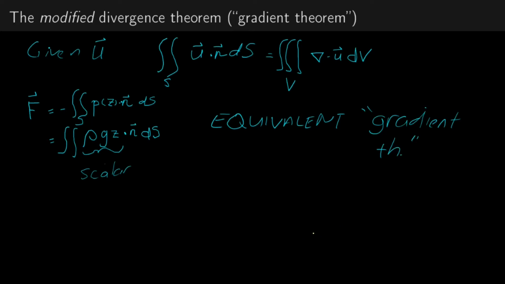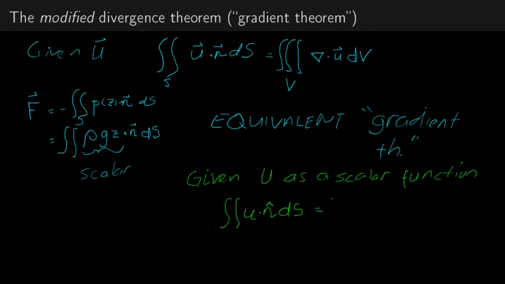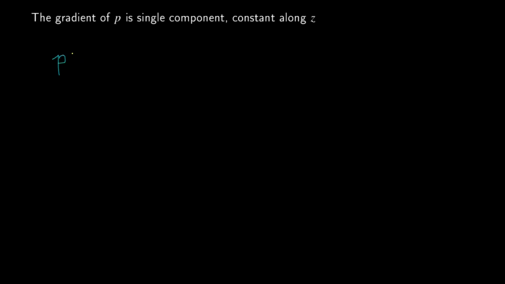Now it turns out you can derive the equivalent gradient theorem. We're not going to do it here, so no derivation this time. Now the gradient theorem states that given u as a scalar function, the surface integral of u times the normal vector of the surface equals the volume integral of the gradient of u. So this is where we can apply this scalar quantity in the theorem. The whole point here is we can now apply the expression to our pressure scalar field.